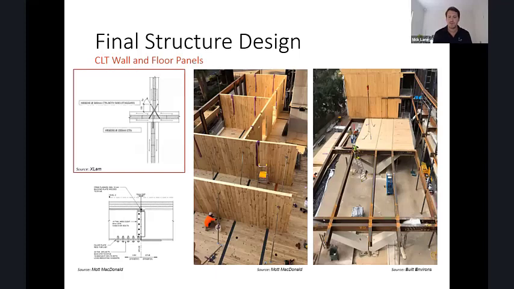Then just a few images of the CLT panels going into place. There's just a direct screw fix into the steel below for level 2, and then just little screw fixes in between panels, as you can see. Next slide, please, Hannon.